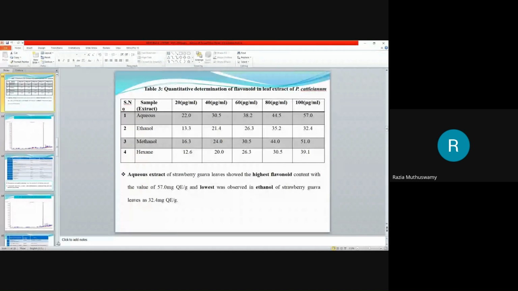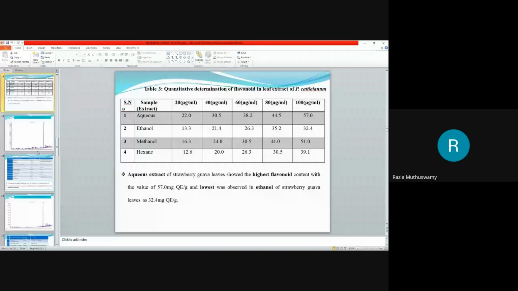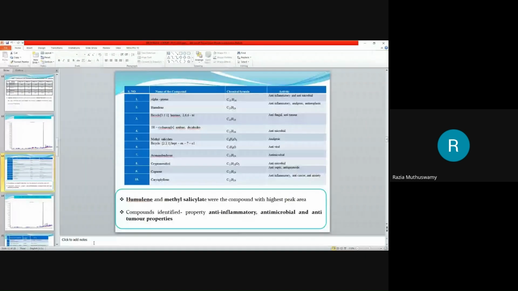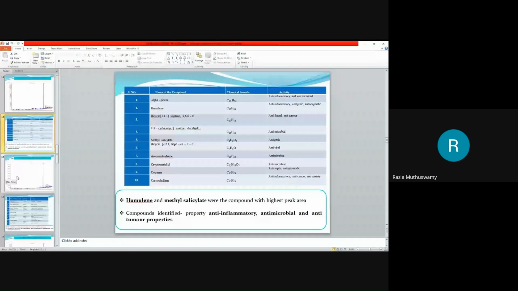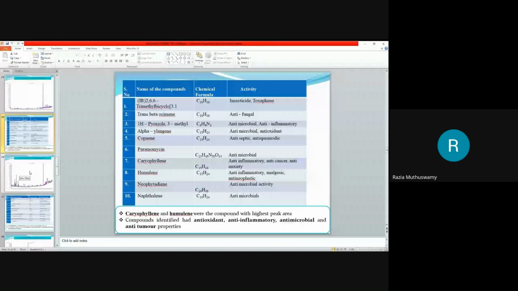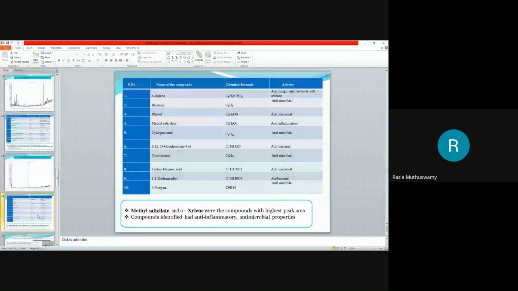Further, we go for the bioactive compounds present in the strawberry guava leaves using GCMS analysis to find out the bioactive compounds from different solvents. Here, GCMS analysis of ethanol extract: we got nearly 10 compounds, such as humulene, methyl salicylate, and many compounds. They play a major role in anti-inflammatory, antimicrobial, and anti-tumor properties. Similarly, we did GCMS analysis of methanol extract, hexane extract, as well as aqueous extract. All of them show good bioactive compounds with biological properties.